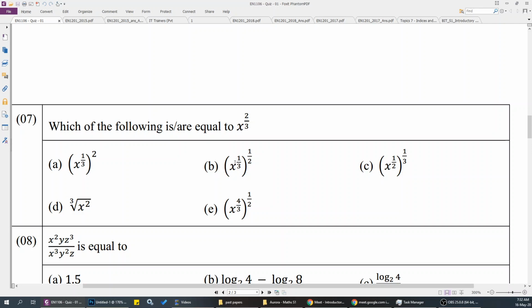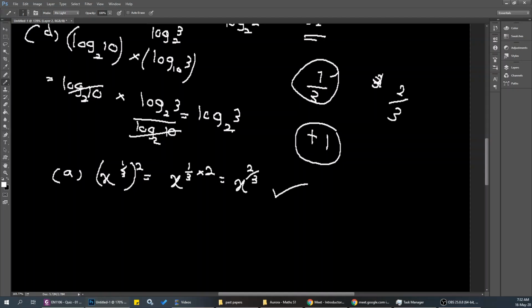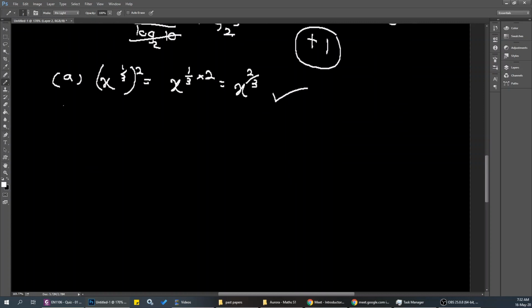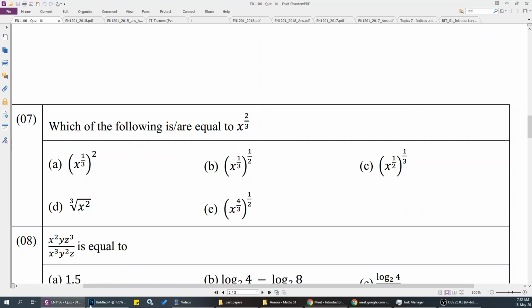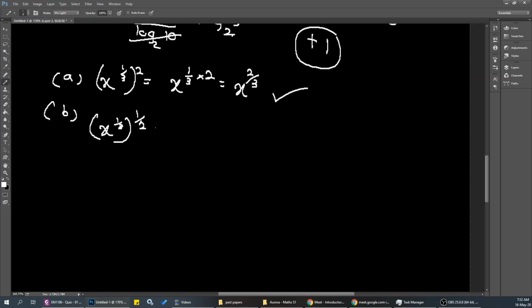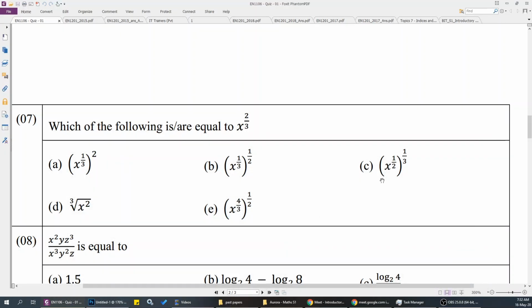Is B an answer? Here we have x to the power 1 over 3, and the whole thing is raised to the power 1 over 2. So we write it as 1 over 3 times 1 over 2, and we have x to the power 1 over 6. So this is not an answer. Answer C is also the same. We get x to the power 1 over 6 as the answer.